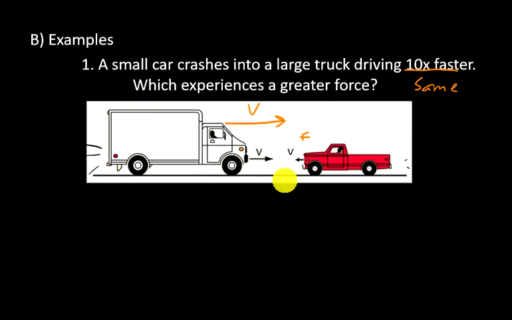Now, where this gets tricky is that if you imagine a crash like this, or let's make it even more extreme. Let's remove the truck. Let's say it's a fly. Can't really draw a fly. Oh gosh, well, that's not happening. So a fly hits the windshield. Which experiences the same force, the fly or the truck?